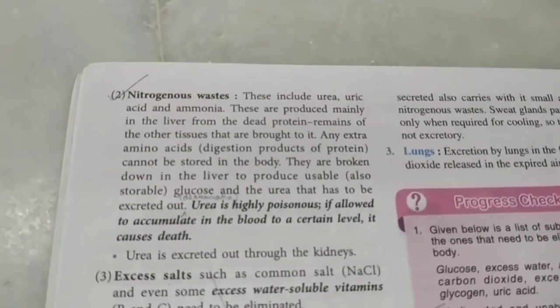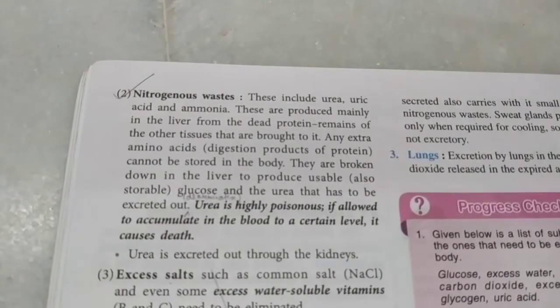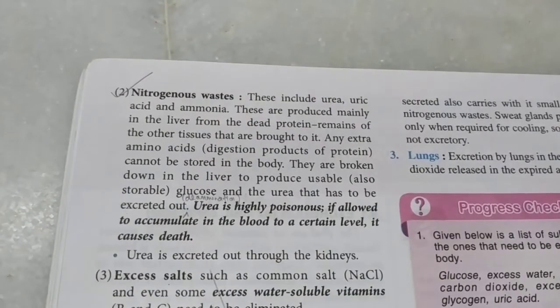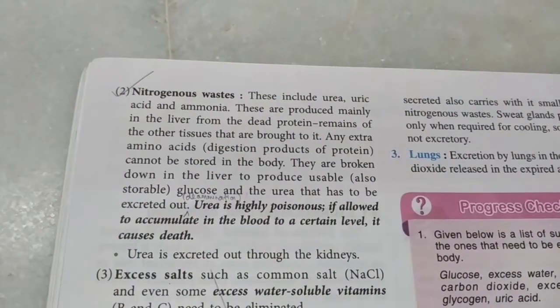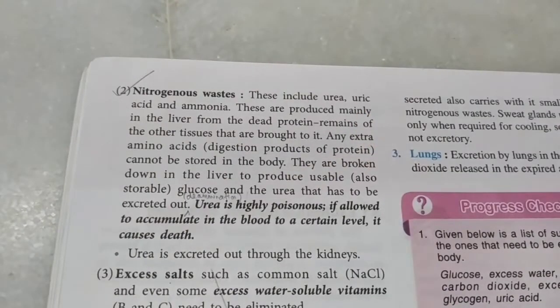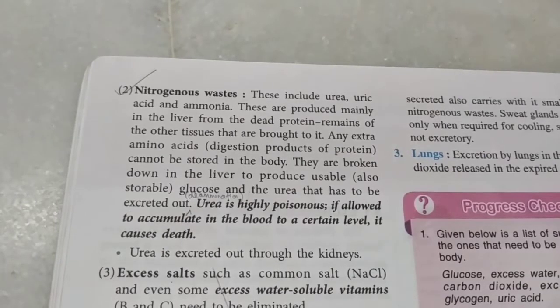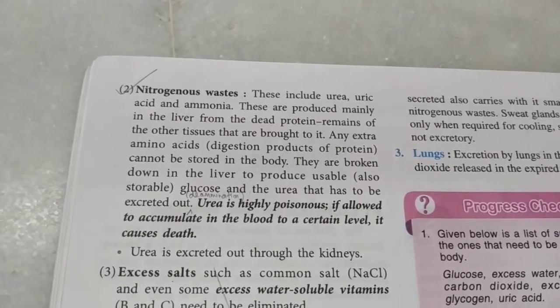So the nitrogenous wastes, how are they produced, by the way? There is a process called deamination. If you remember, in 9th standard you have studied, oh yeah, of course you don't remember, in the liver, the excess amino acids undergo deamination. You see, excess amino acids cannot be stored in our body. Excess glucose can be stored as glycogen, but not excess amino acids. Amino acids are what we get from digestion of proteins.